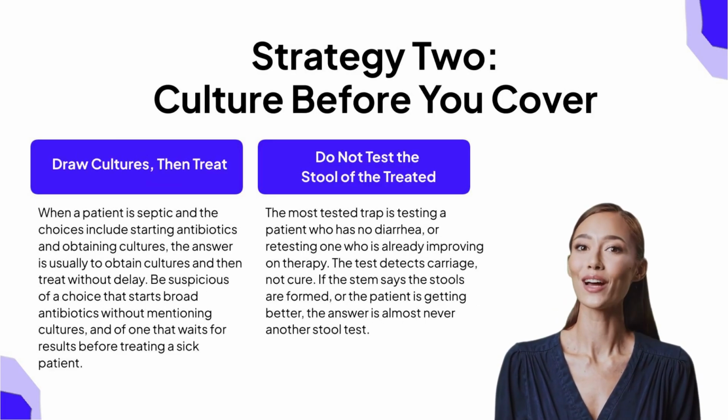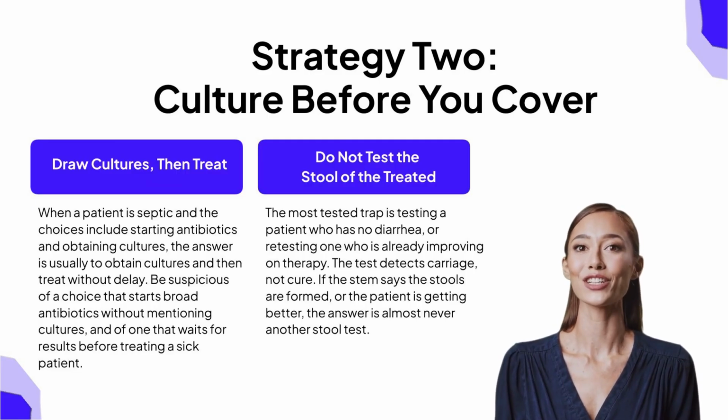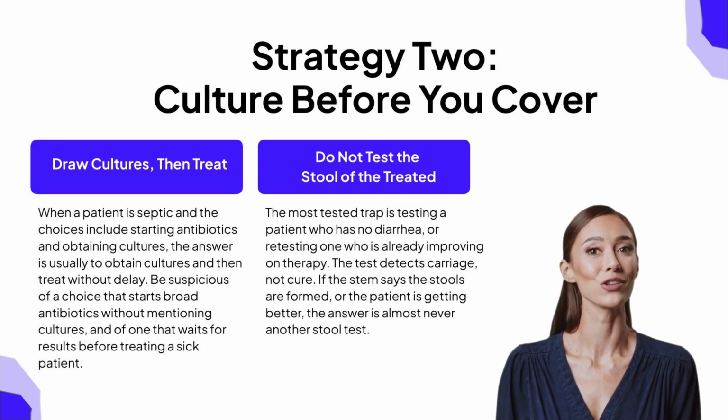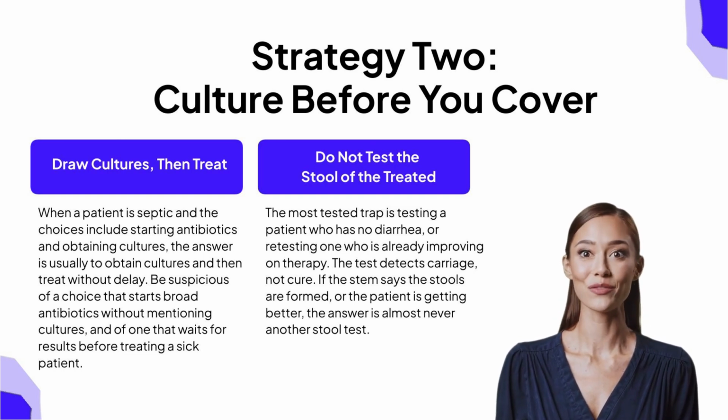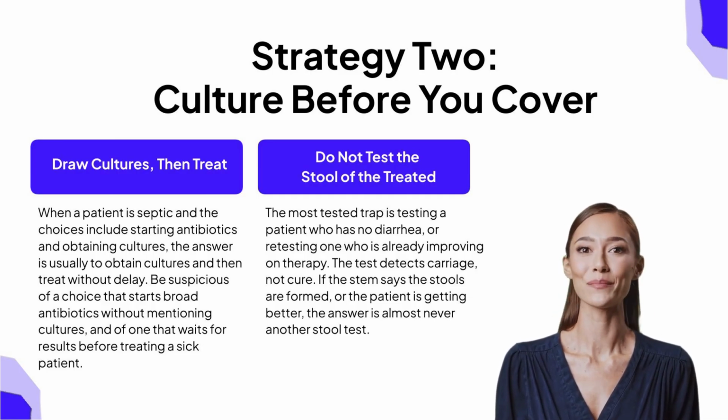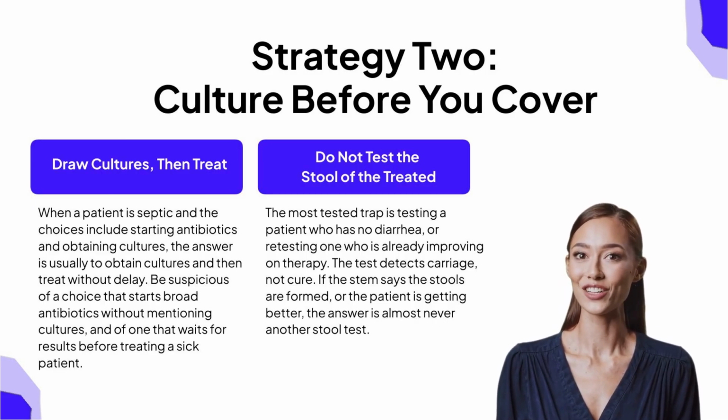Strategy 2 is to culture before you cover. When a patient is septic and your choices include starting antibiotics and obtaining cultures, the answer is usually to obtain cultures and then treat without delay. Be suspicious of any choice that starts broad antibiotics and never mentions a culture, because you have made the next 2 weeks of care guesswork. Be equally suspicious of one that waits for results before treating an unstable patient.